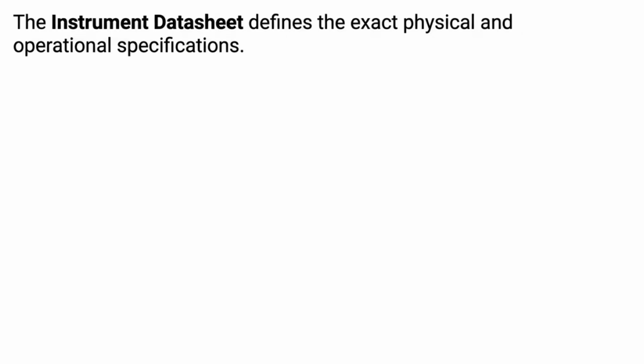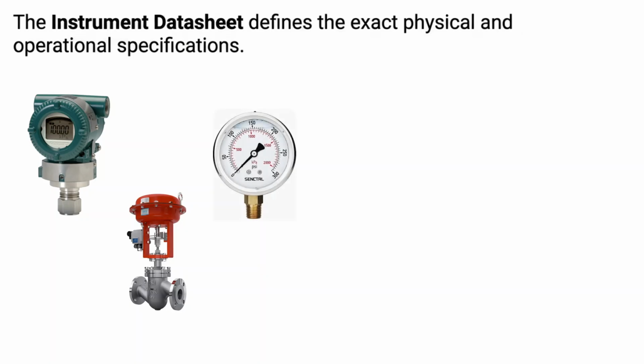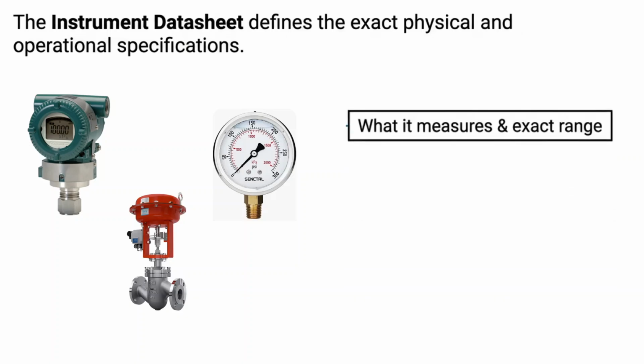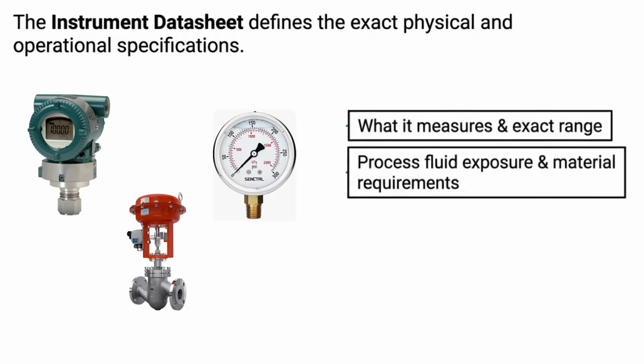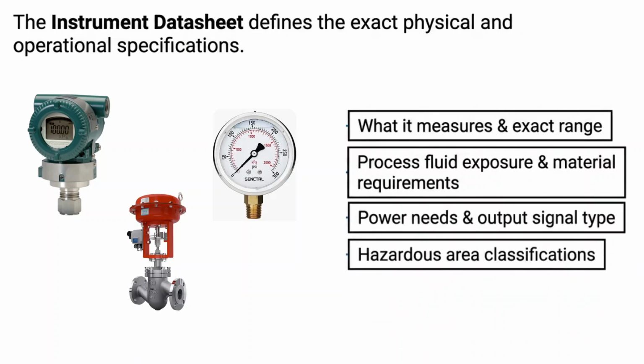Every instrument on a project, every transmitter, every valve, every gauge has a data sheet. Think of it as the instrument's personal specification sheet. It captures everything about the instrument: what it measures, its range, its accuracy, what process fluid it's exposed to, the materials it's made of, its connection type, its output signal, its power requirements, hazardous area classification, and more.